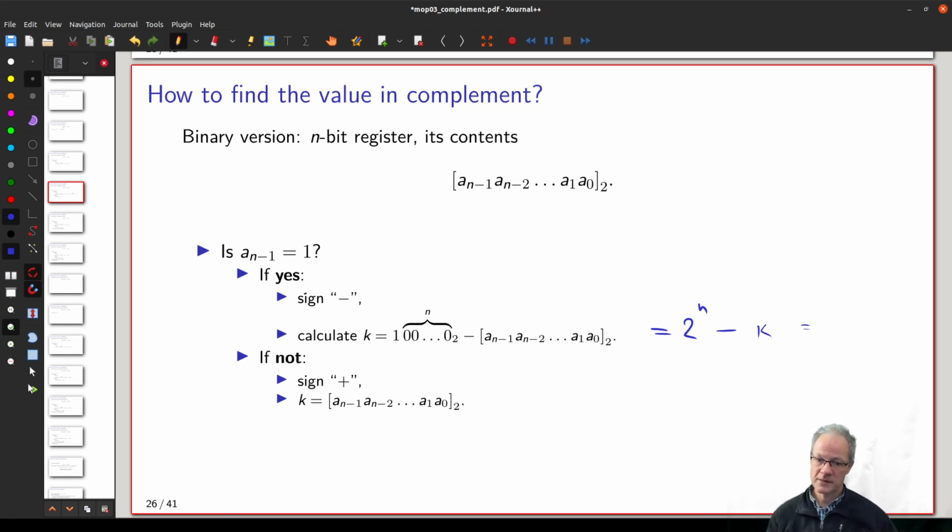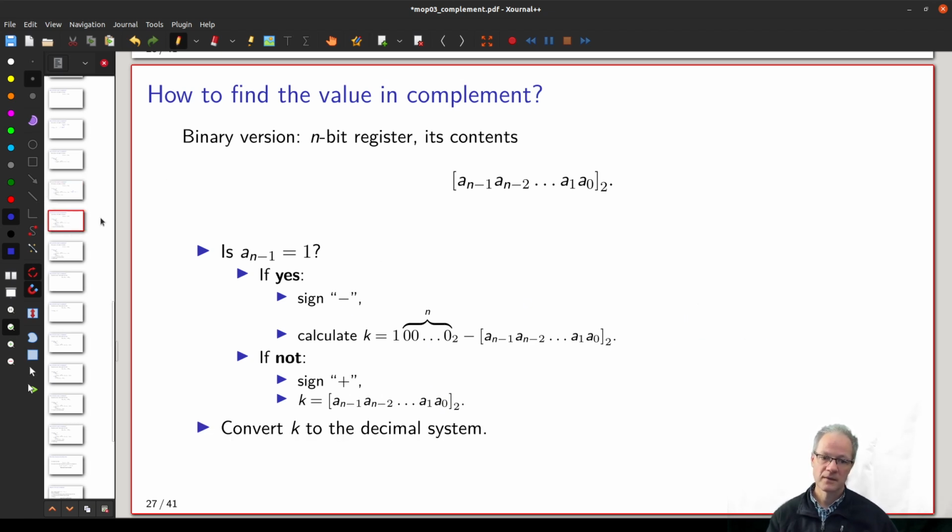Now, if the first bit was not 1, so if it was 0, then the sign is positive, and then we don't really need to do anything. So that's the same binary value as the number in 2's complement. So for positive numbers, no need to do anything. For negative, we need to do a little bit of subtraction. Okay. And once we're done with that, then we can convert k to decimal, and then we're going to get the value for it. And add the sign, of course, right? So the sign goes from either here or from either here, depending on what was the case before. So that's the algorithm, how to deal with it.